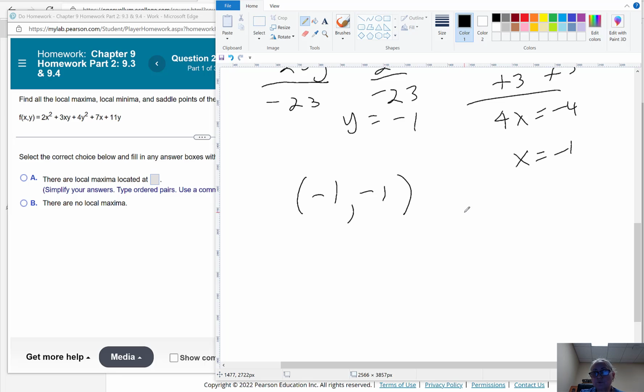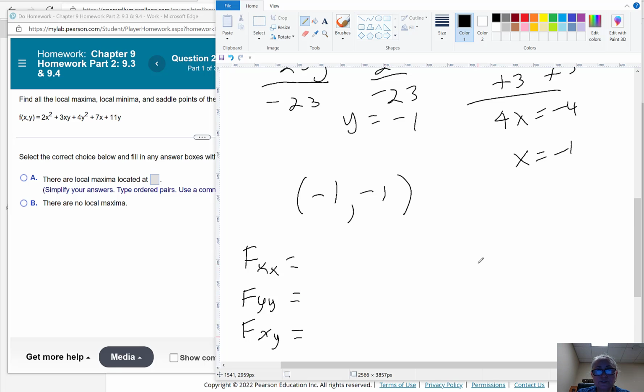So what we're going to do is apply our test. Okay, do you remember what the test was? You have to take the second order partial derivatives. So I have to find f_xx, f_yy, and f_xy, or f_yx. Those come out to be the same, so it doesn't matter.